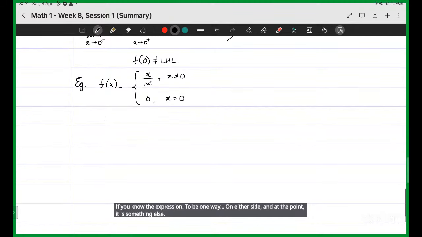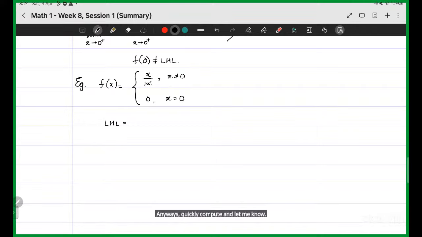So can someone tell me what the left hand limit is? Can you guys quickly compute and let me know? It is -1. There is a claim that it is -1. Does everyone agree that it is -1? I can't understand. Could you please repeat it? How -1? I think 0.